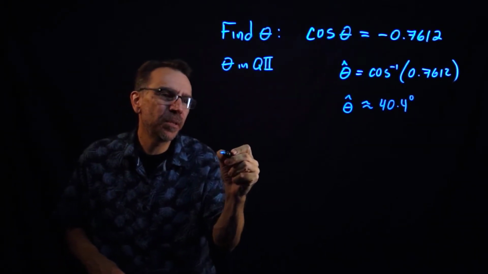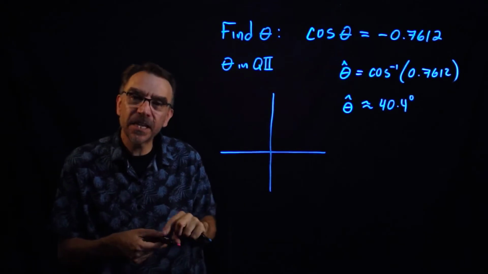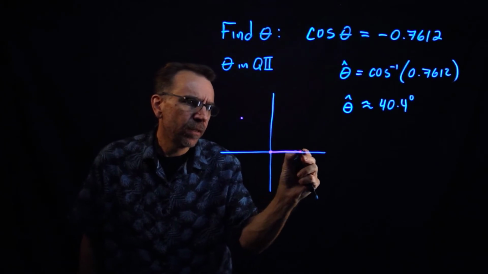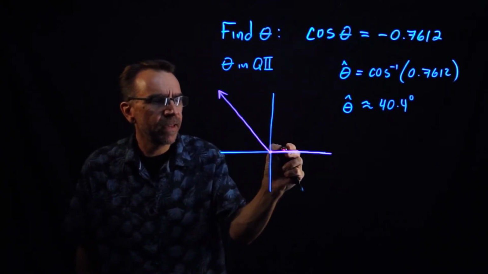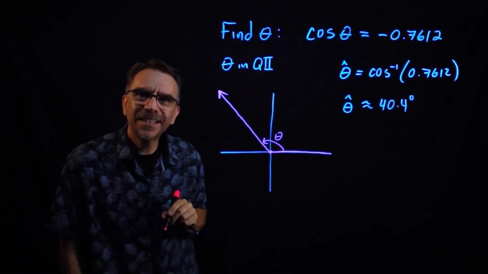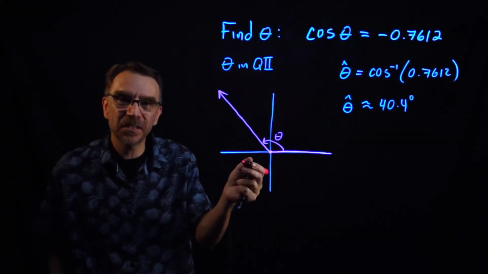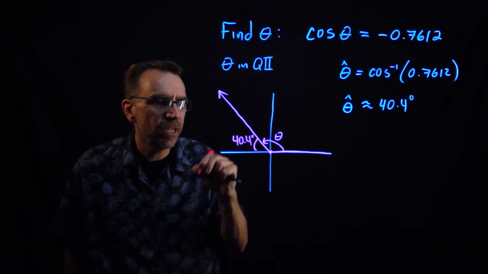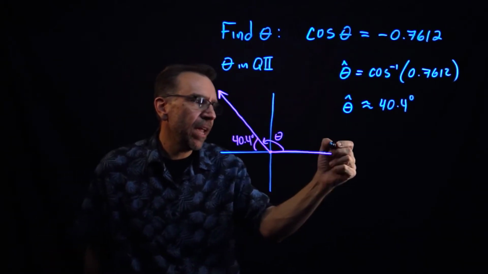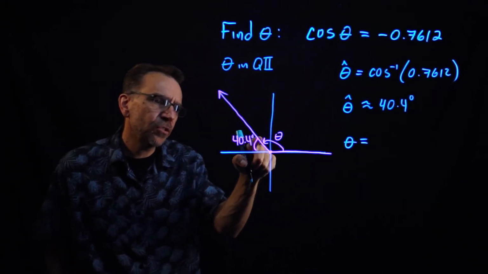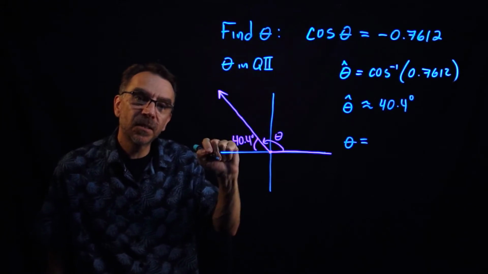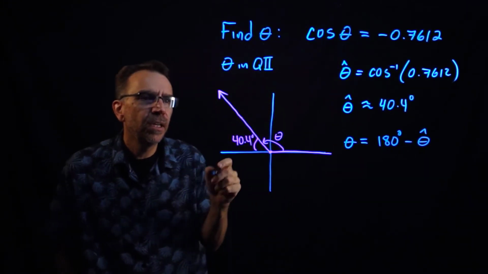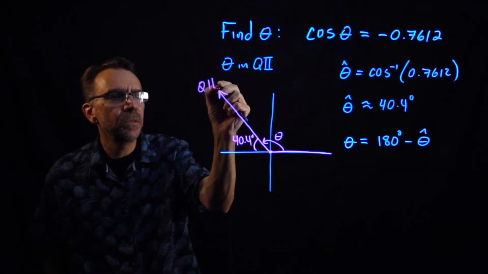Now we're in Q2, so let me draw an angle in standard position terminating in Q2. Here's the angle I want. The calculator gave me the reference angle, which is the positive acute angle with the x-axis, so that's this angle, 40.4 degrees. To find the angle that I actually want, notice the straight angle, 180 degrees, minus this little bit. So we have 180 degrees minus that reference angle. That should be the angle that I want, terminating in Q2.